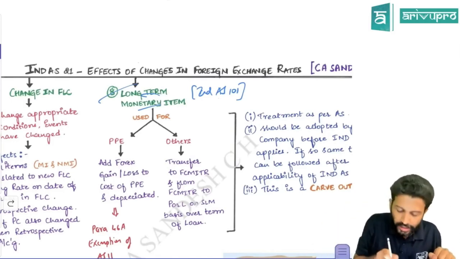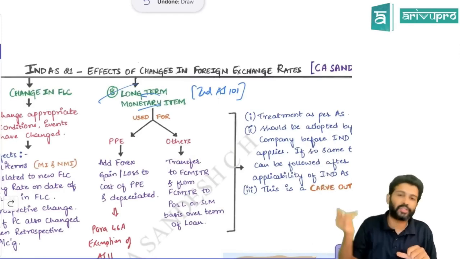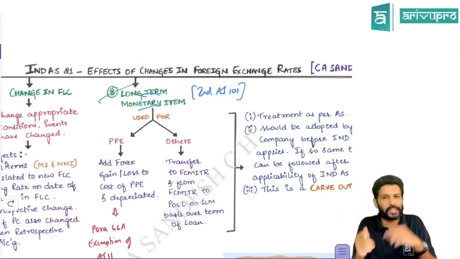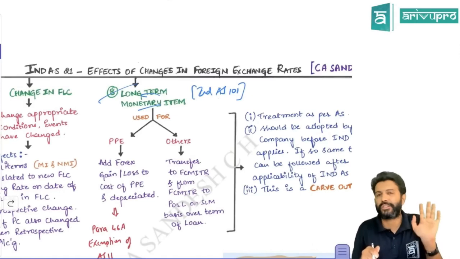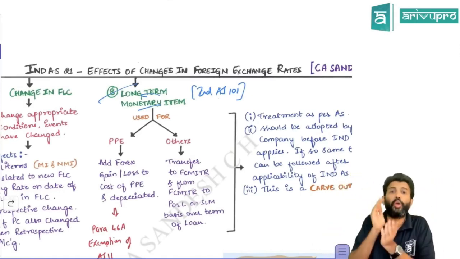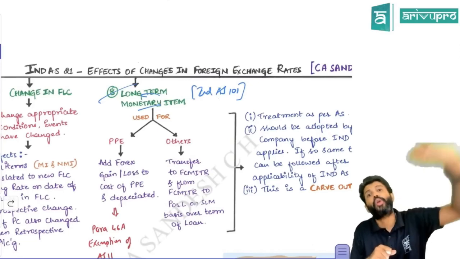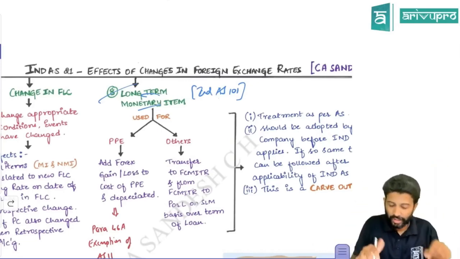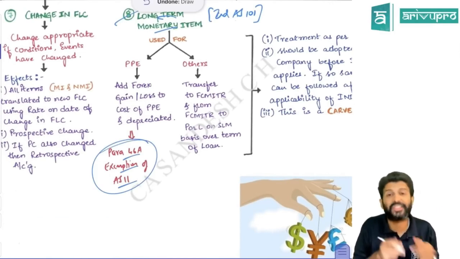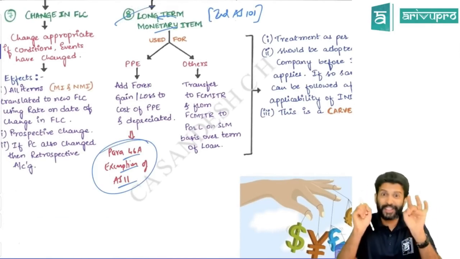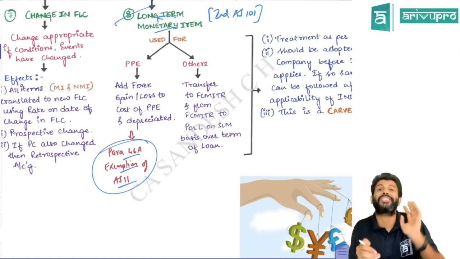If that loan is utilized to purchase or construct a depreciable property, plant and equipment, depreciable fixed assets, then normally the loan is a monetary item. On a monetary item, the gain or loss, where should it go? To the P&L account. But here, sir, there is the para 46A exemption of AS 11. You have learned this in CA Intermediate, if you remember. This is the para 46A exemption of AS 11.